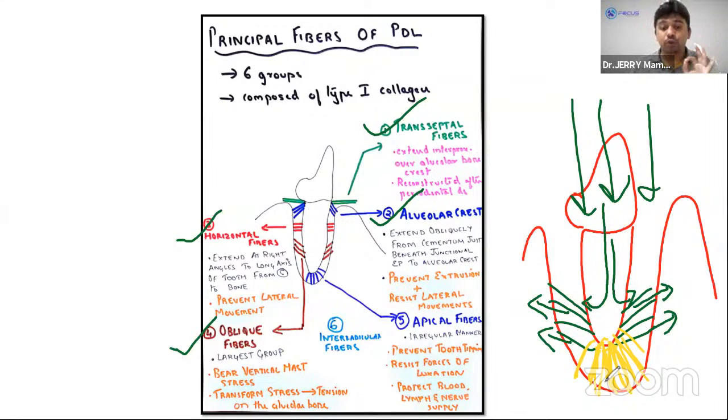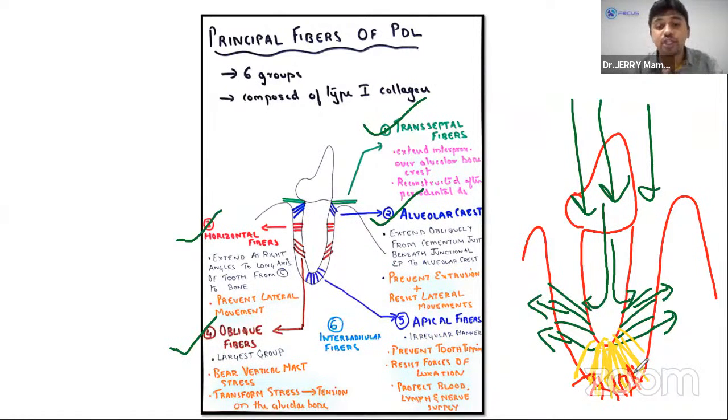Now, what is their function? They prevent tipping of the tooth, resist forces of luxation, and they play a role in protecting all the blood vessels that are coming in. All the small, tiny blood vessels and the nerves that are coming in, they will protect. They will act as a cushioning for that area to protect the blood, lymph, and the nerve supply that are coming out through the cribriform plate of your alveolar bone.